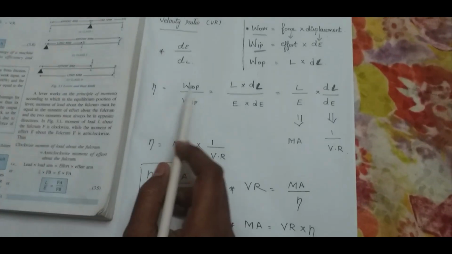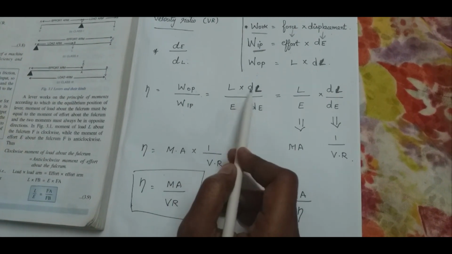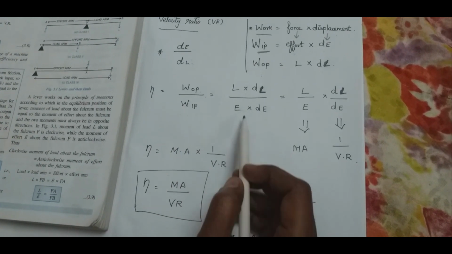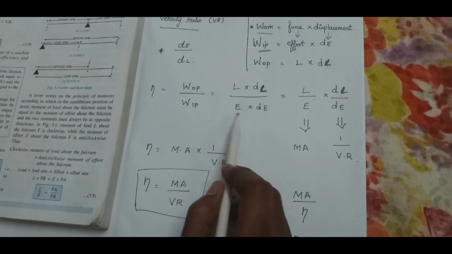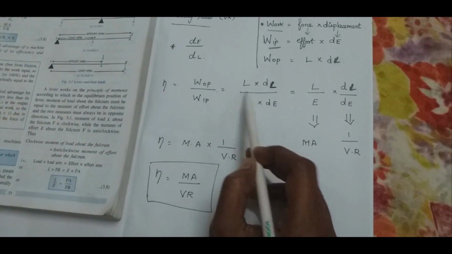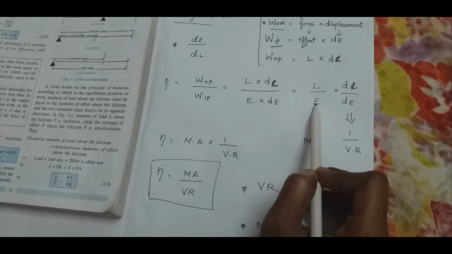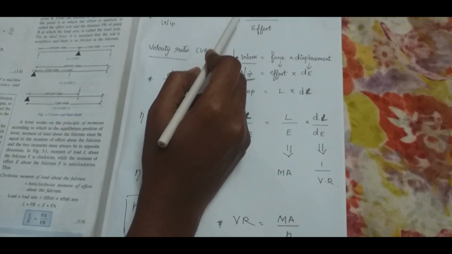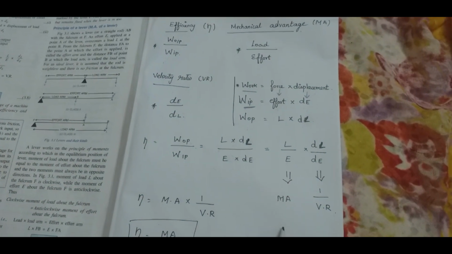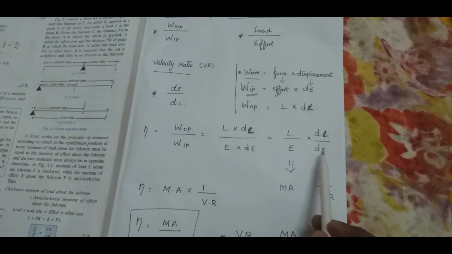So we know efficiency is equal to work output by work input. What is work output? Work output is nothing but load into displacement of load. Work input is effort into displacement of effort. Now what I'm going to do is divide it into two different multiplications. So load by effort into DL by DE, displacement of load by displacement of effort. What is load by effort? We'll move on here to mechanical advantage. Mechanical advantage is nothing but load by effort. So here load by effort, I can write as mechanical advantage. And here I have displacement of load by displacement of effort.